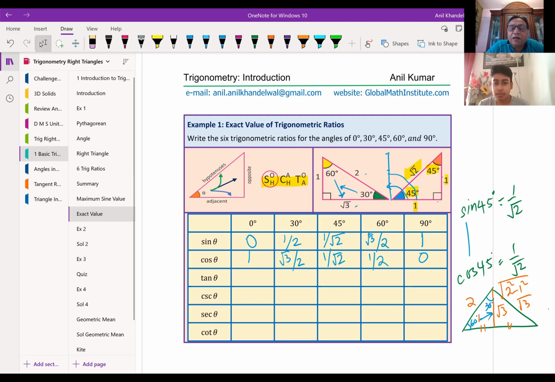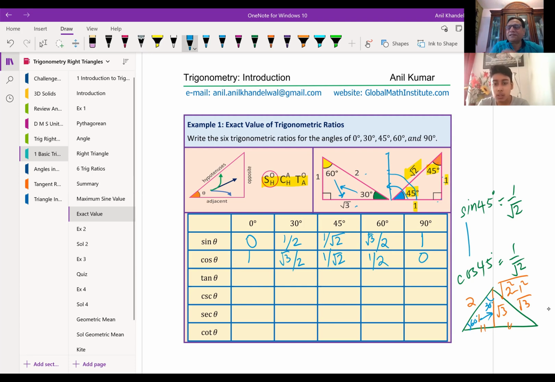Similarly, you can fill up tan theta and their reciprocals. So let this be your homework. Try to fill it up. What you notice here is that in quadrant one, everything is positive. When we are moving from 0 to 90 degrees, the sine value is always increasing, from 0 to 1, and cos is decreasing from 1 to 0, correct?